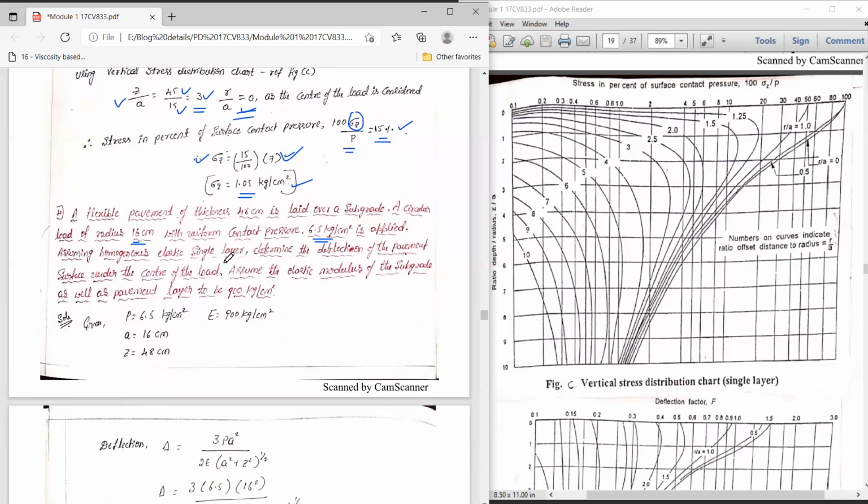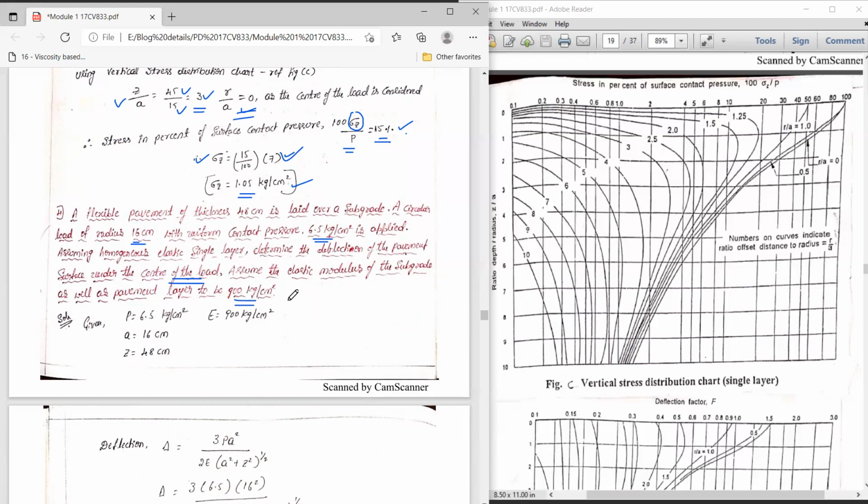When it is an elastic single layer theory, you have to consider that it is the Boussinesq theory, or it is the assumption made in the Boussinesq theory. That means he assumed that your flexible pavement is a single layer. Determine the deflection of the pavement surface under the center of the load. Assume elastic modulus of the subgrade as well as the pavement layer to be 900 kg per centimeter square.